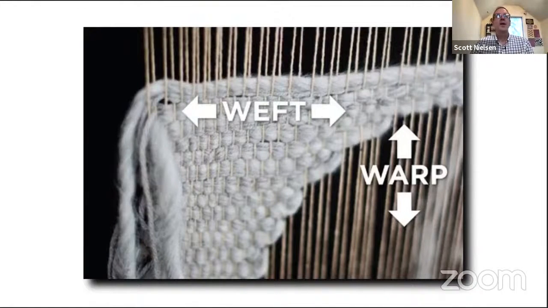And so as we start, keep in mind that we're going to be cutting paper into strips, and we're going to form those strips into the warp and the weave. The warp will run vertically, and the weave or the weft will run horizontally.